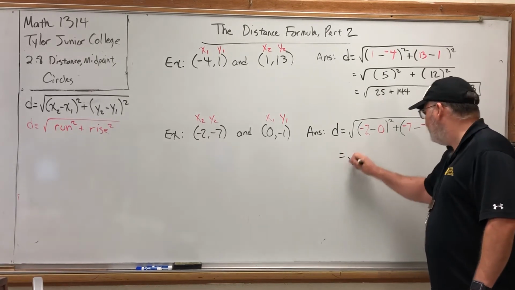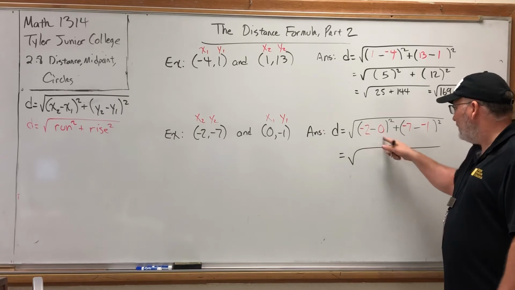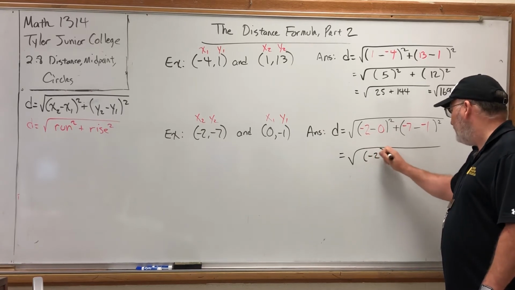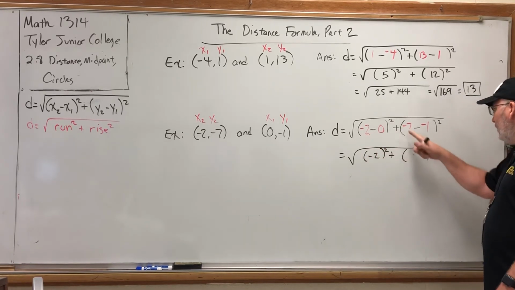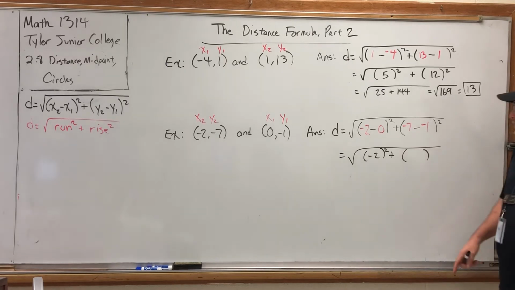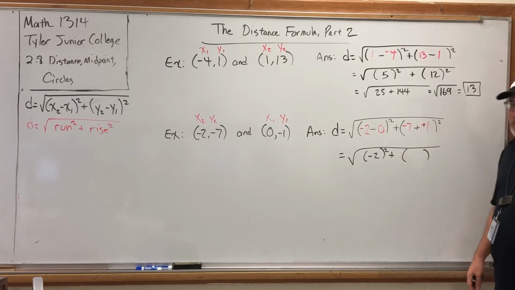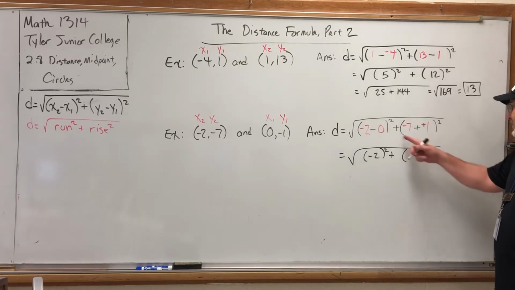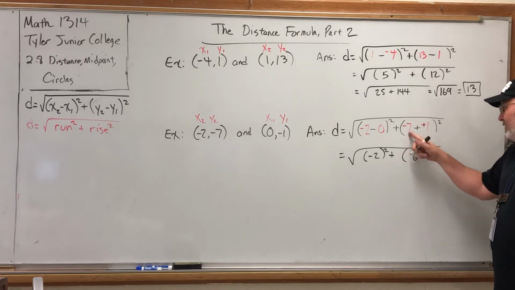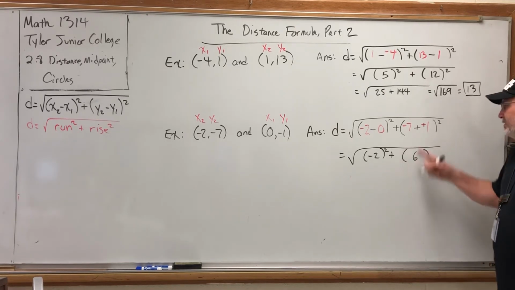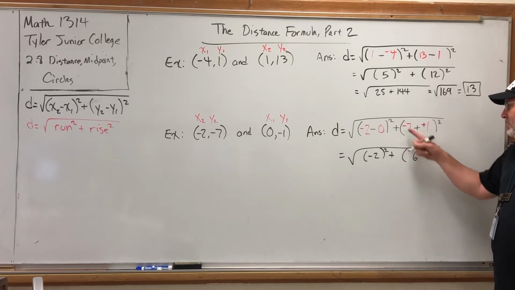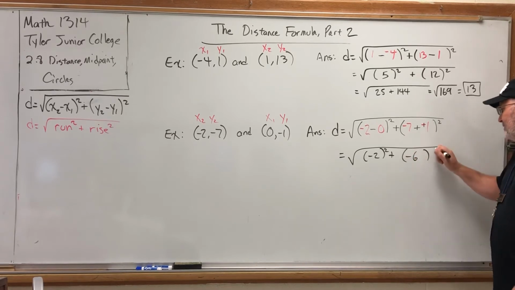All right. Subtract. Negative 2 minus 0 is negative 2. That will get squared. Negative 7 minus negative 1. Be very careful. Double negative here. So it's negative 7 plus positive 1. But when you add a positive and a negative, you subtract. 7 minus 1 is 6. And the larger number's sign prevails. Since 7 was the larger of the two numbers, and 7 is negative, so is the 6.